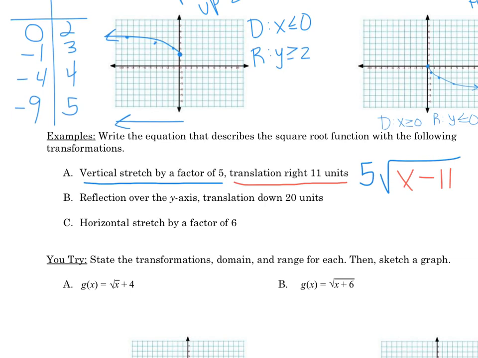Looking at example B, if I want to reflect over the y-axis, that's a horizontal move. That means that my x inside the radical must be negative. And if I want to move down 20 units, I'm going to make a minus 20 outside the radical. Finally, let's look at a horizontal stretch of 6. I know that everything's backwards when I'm inside the radical and moving horizontally. So if I want to stretch by a factor of 6, I need to plug in 1/6 x, the reciprocal of 6.